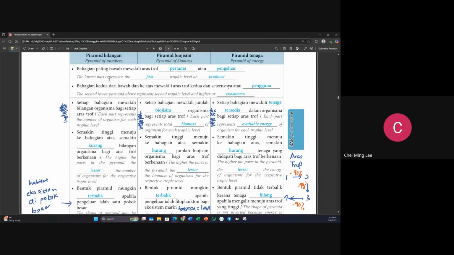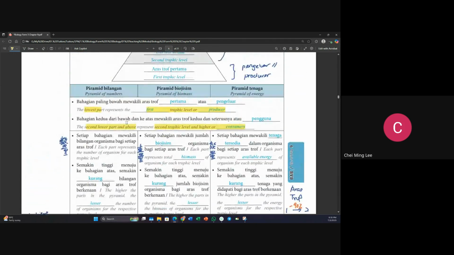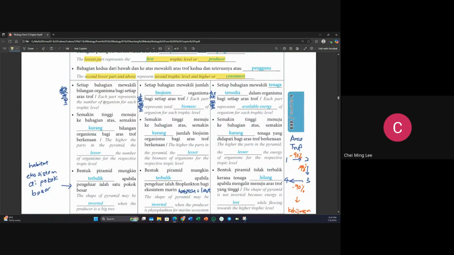All right, for the first one, the lowest part will represent the first trophic level, or we call producer. The second lowest part and above is the second trophic level and higher, or we call that consumer, just like I said. Now, for the pyramid of number, each part represents the number of organisms for each trophic level. So the higher the part in the pyramid, the lesser the number of organisms for that respective trophic level.